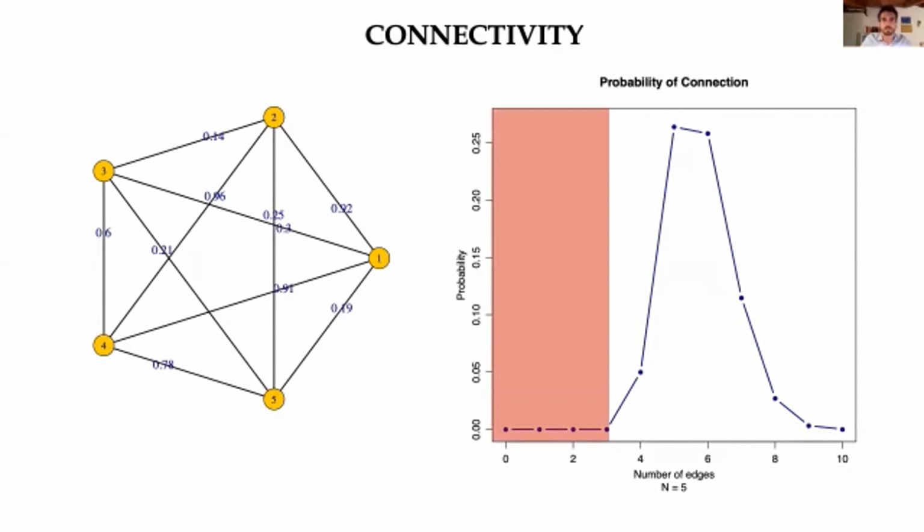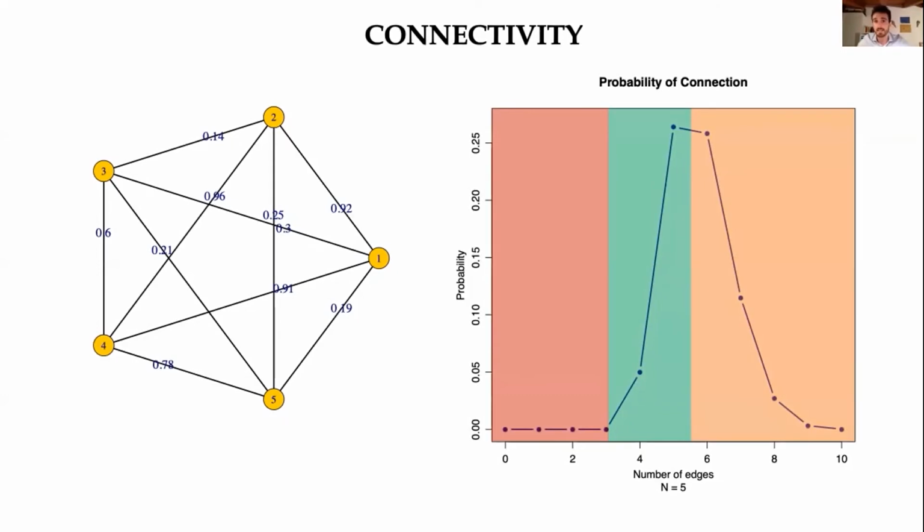In the left part, we do not have enough edges to connect the network, and indeed we need at least n-1 edges to do so. Then the probability becomes positive and has a peak, and then it drops down. This is because having a network with many links is unlikely, and consequently it is unlikely to have a connected network with many links as well. So it is a sort of trade-off.